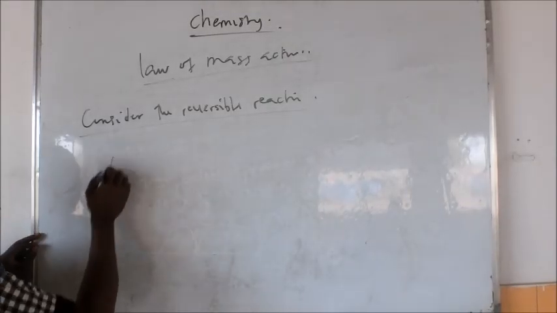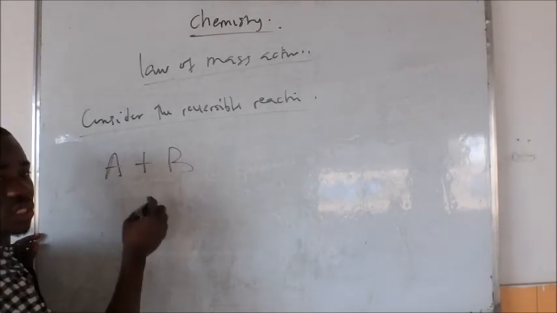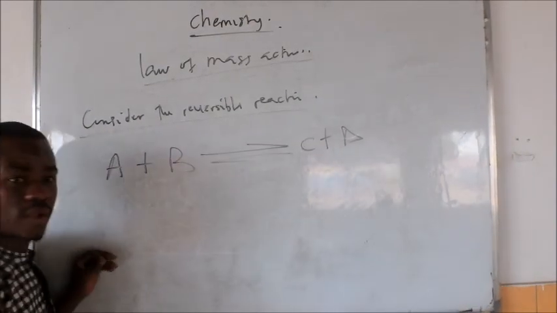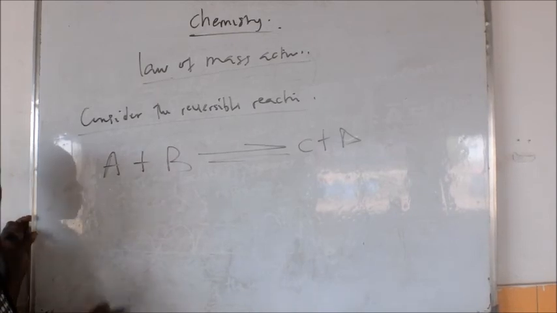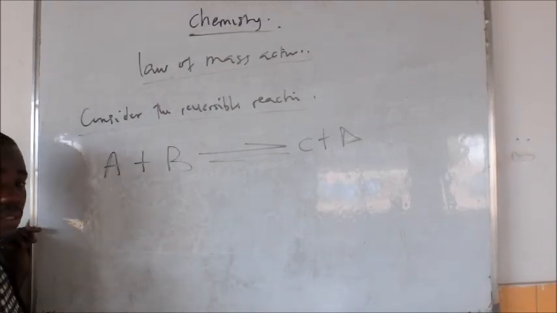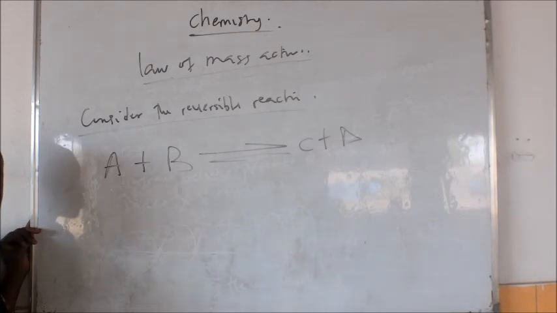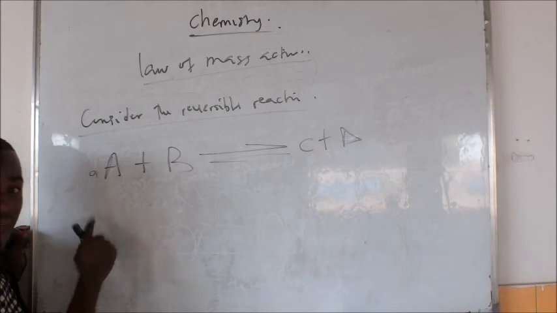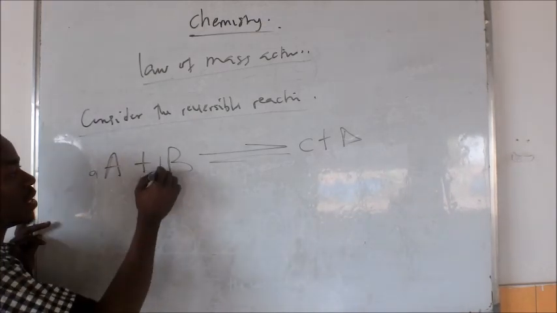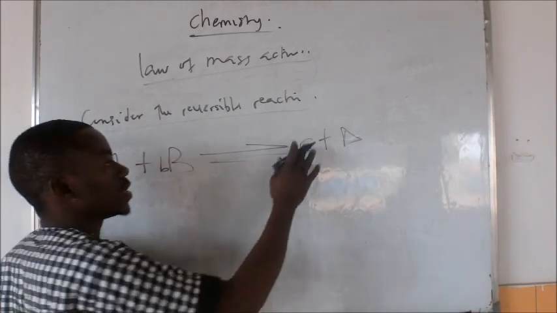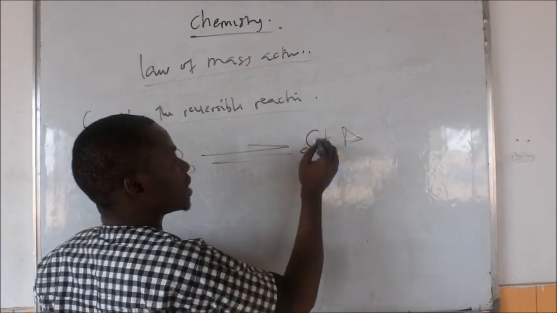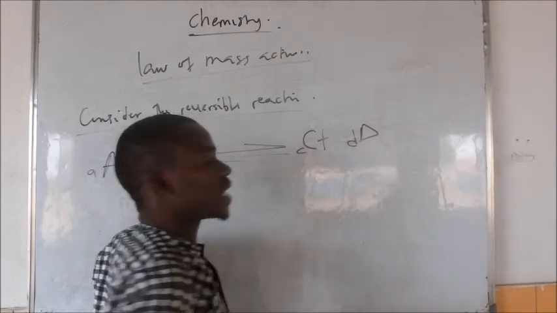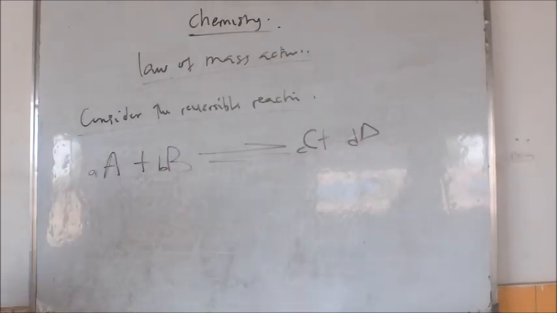Reversible reaction, A reacting with B to give C plus D. If you balance this, let us look at this. A has coefficient small a after you have balanced it, B has small b, capital C has small c, and D has small d after you have balanced it.